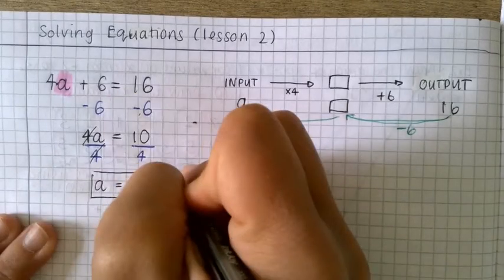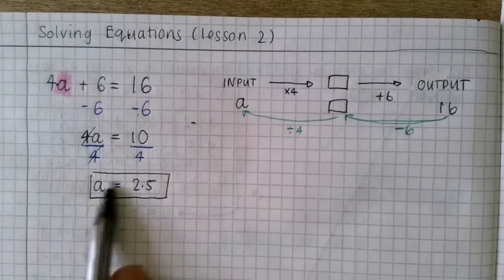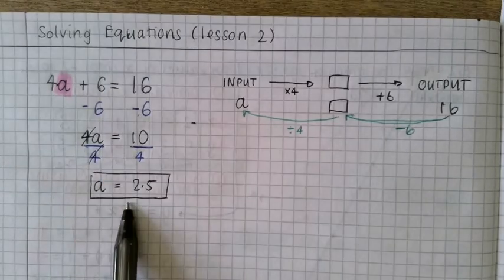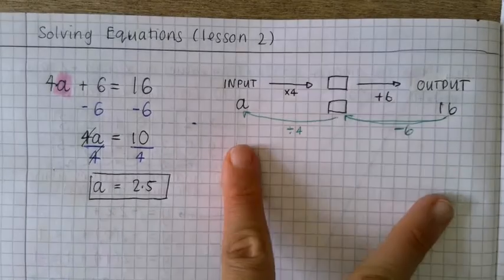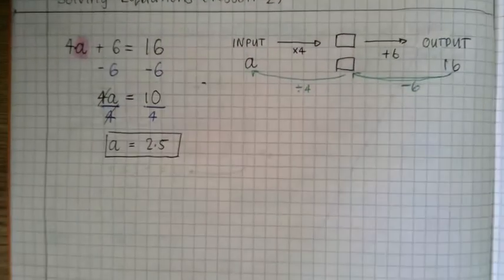But that is essentially what we've done. And if you followed the steps on your number machine, you would get an input of 2.5. So everything we do in solving equations is just an algebraic representation of these kind of number machine problems that you would have done when you were much younger. We'll do another question with a number machine.